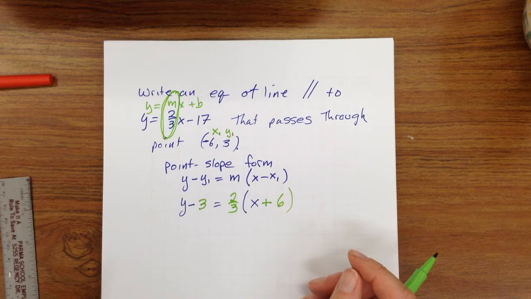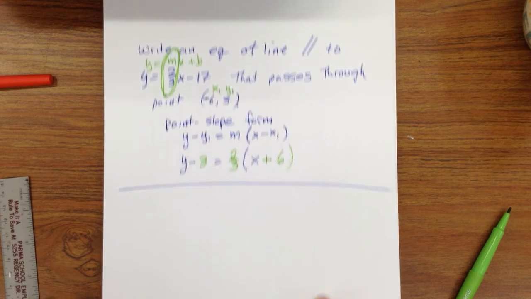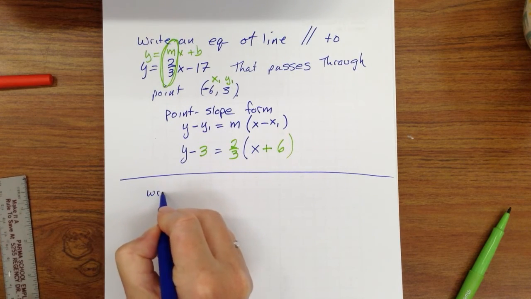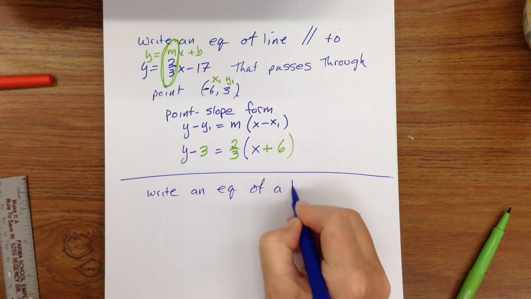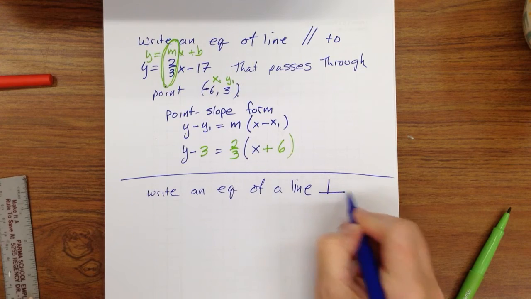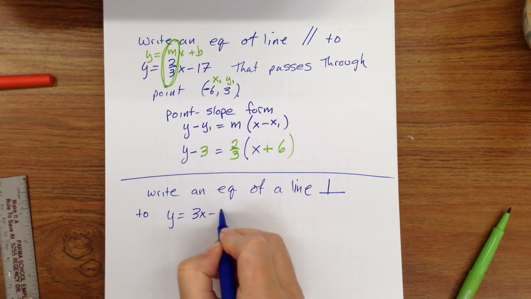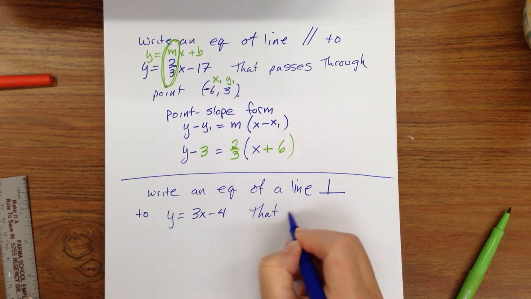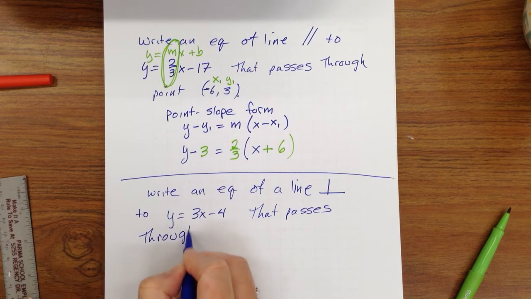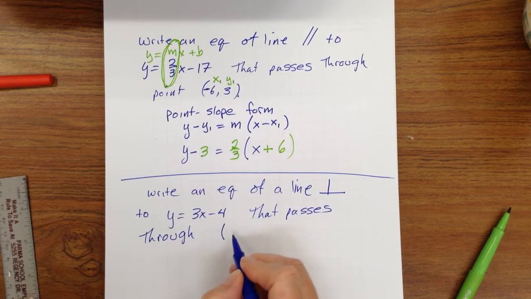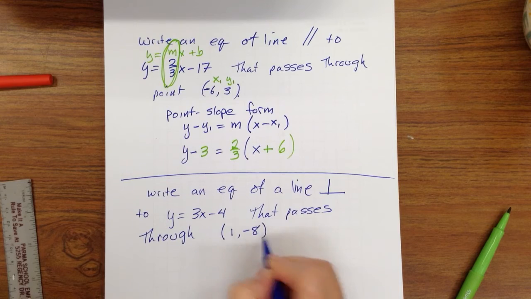I know, okay. All right, let's try another one. This time, let's write an equation of a line perpendicular to y equals 3x minus 4 that passes through, I'll make up a point. How about 1, -8? Just for fun.